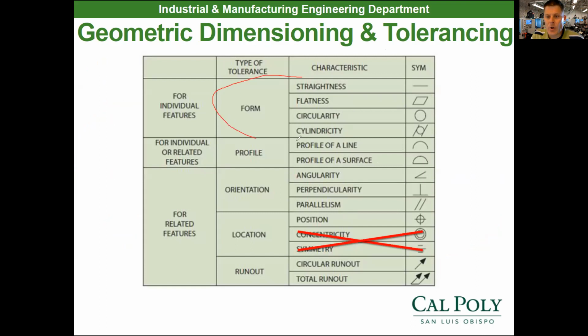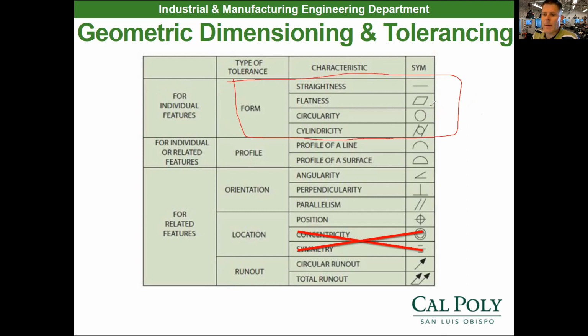Form tolerances don't actually relate to datums. So it's for individual features. We don't relate to datums here, no datums. It's just how perfect of a form do you have? How perfectly straight are you? How perfectly flat are you? How out of round are you? Or how perfectly cylindrical are you? So we've got straightness, flatness, circularity, and cylindricity. Those are going to be form tolerances.